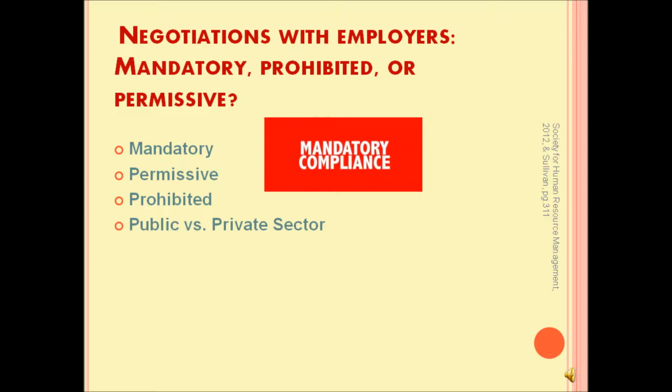Prohibited negotiations are subjects of bargaining that are unlawful under the NLRB. These include closed shop clauses, union shop clauses in right-to-work states, and any topic that violates the NLRB or federal or state employment law.